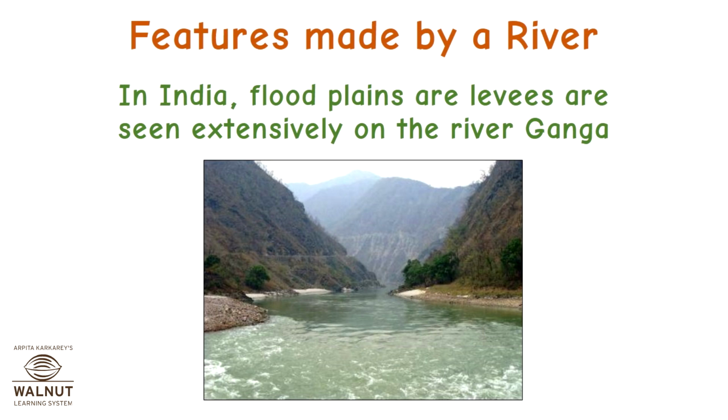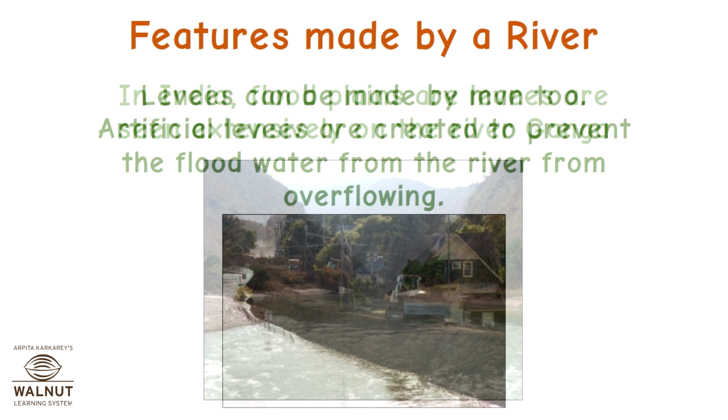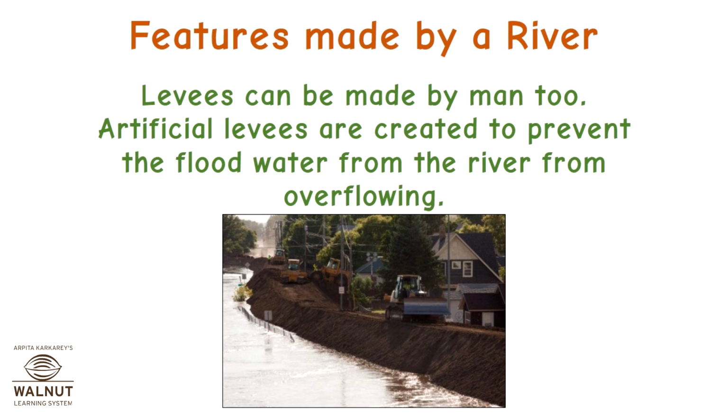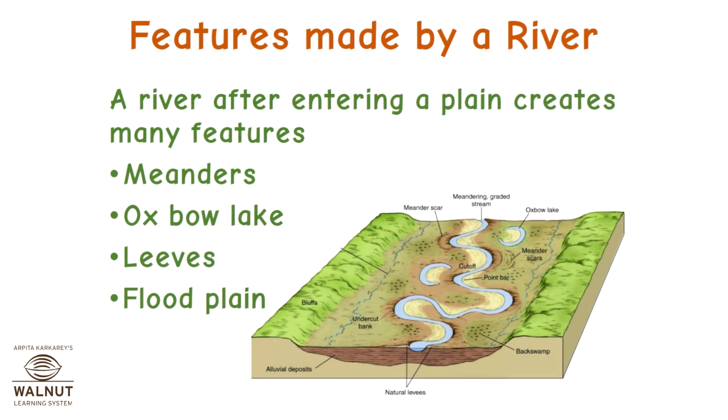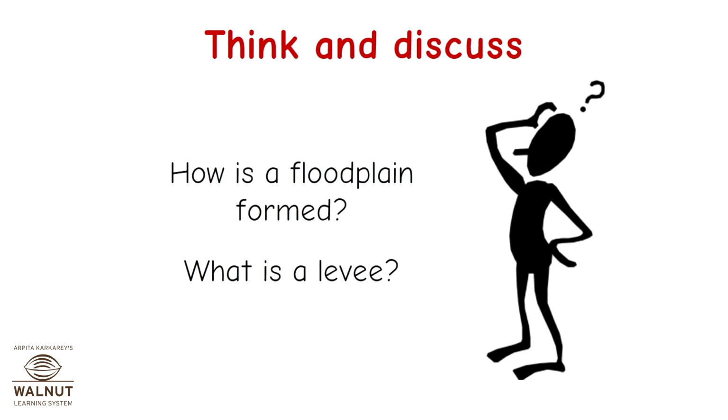In India, floodplains and levees are seen extensively on the river Ganga. Levees can be made by man too. Artificial levees are created to prevent the flood water from the river from overflowing. A river, after entering a plain, creates many features: meanders, oxbow lake, levees, floodplain. Think and discuss. How is a floodplain formed? What is a levee?